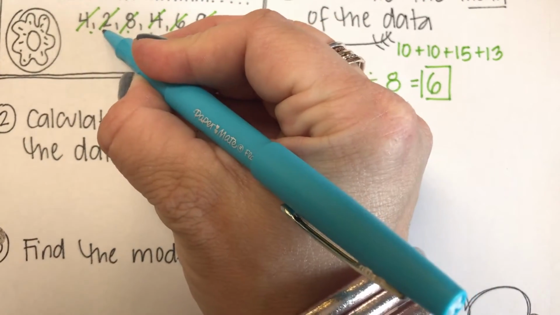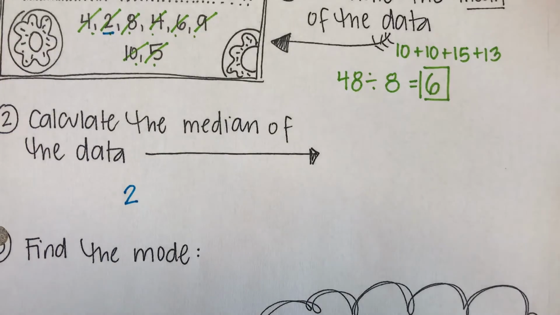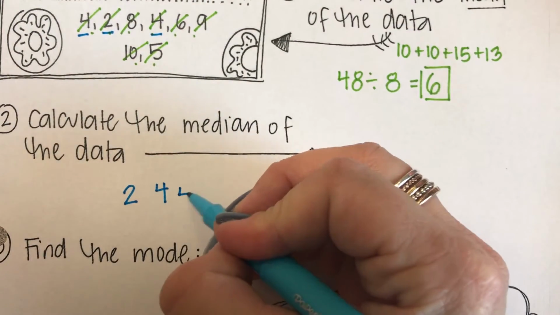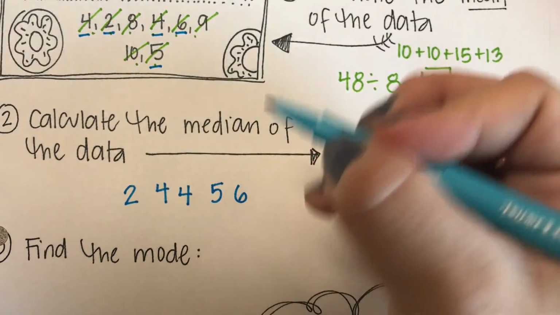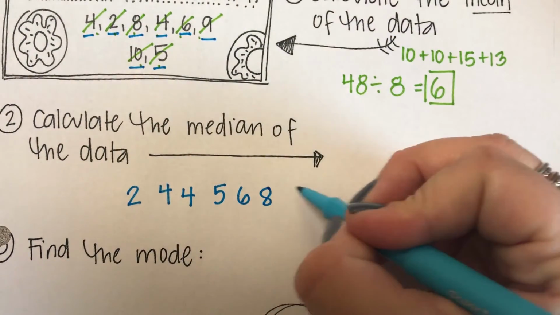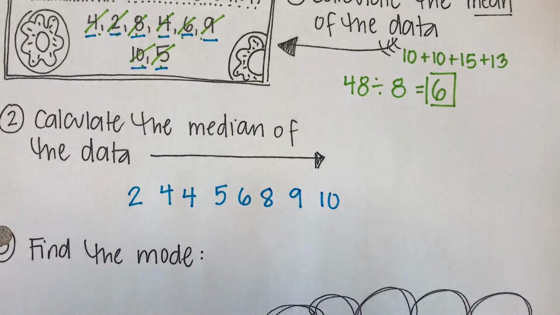So that's 2. And I'm just going to underline it so I know that I've used that number. And then I have 4, 4, 5, 6, 8, 9, 10. And I know from earlier that I have 8 data items from when I counted to do my mean. And so now I need to find the middle.